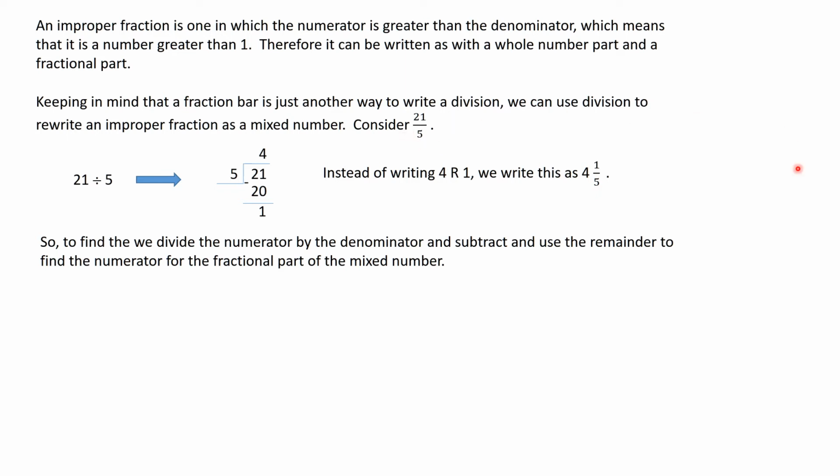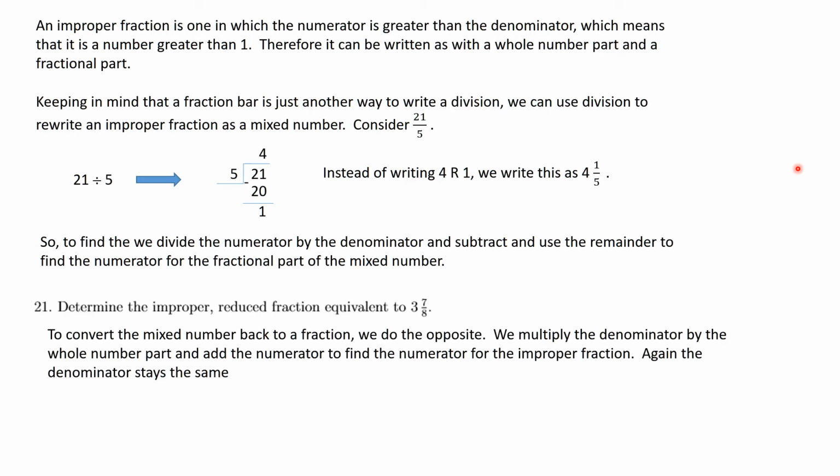So if we want to go backwards and change a mixed number to an improper fraction, we do the opposite. We're going to multiply these two numbers. Remember, this is what I got when I divided before. So now I'm going to multiply the denominator times the whole number part, add on the numerator, and that's going to give me the numerator of the fraction, and the denominator will be the same denominator we started out with, which is 8 in this case.